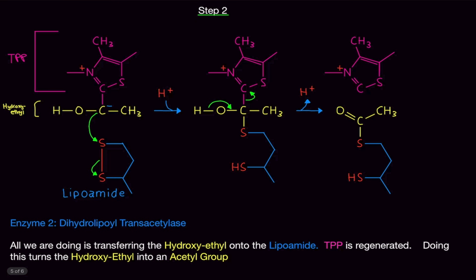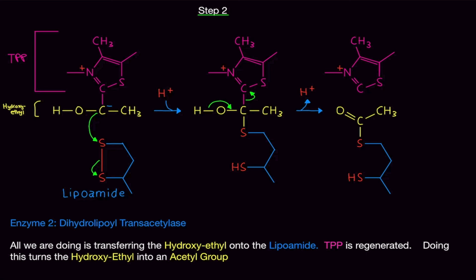Step 2. I know it looks really complicated, but it's actually kind of simple. So here what we basically need to do is transfer this hydroxyethyl group that we just created and put it onto this lipoamide part. Okay? So this was the original TPP, still attached. What we're going to do is break it. So this unstable carbon is going to attack the sulfur. And it's going to basically break this disulfide bridge we have here.